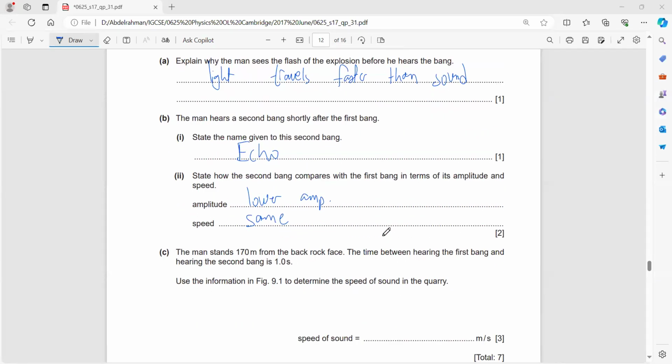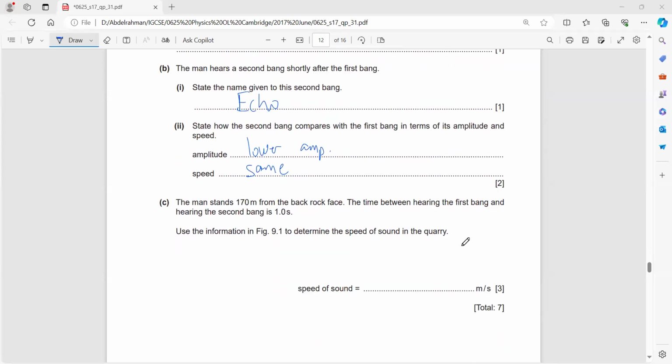The man stands 170 meters from the rock face. The time between hearing the first bang and the second bang is 1 second. Use the information to determine the speed of the sound. How can I find the speed of the sound?